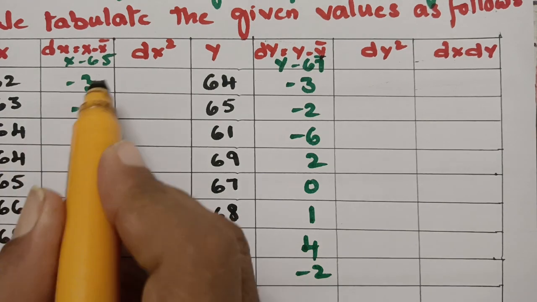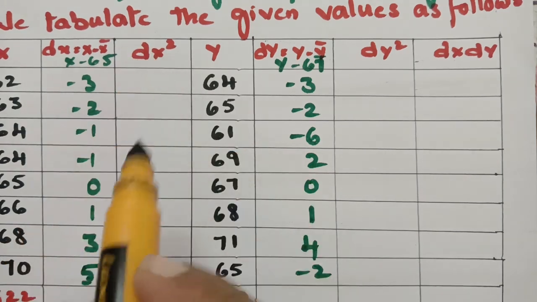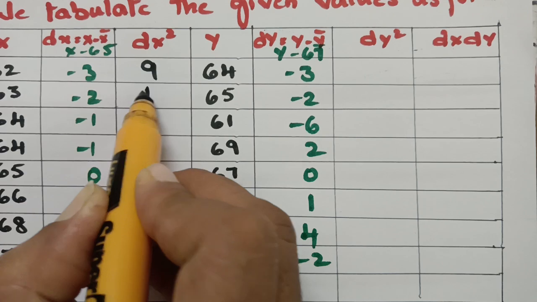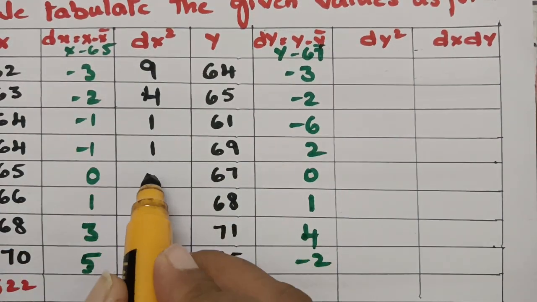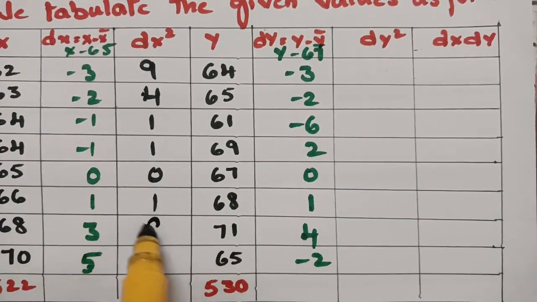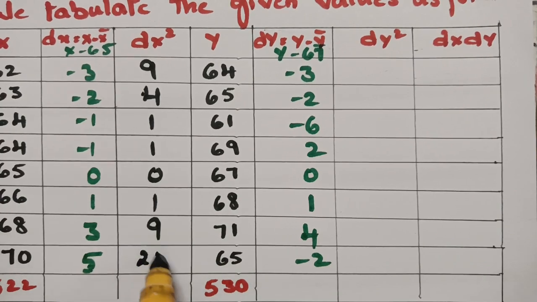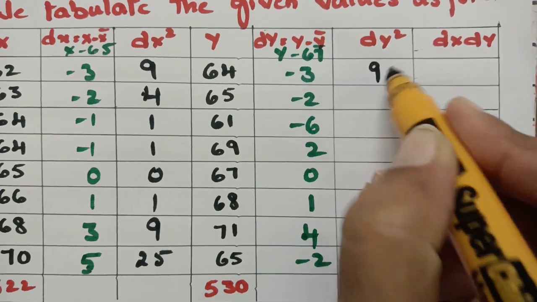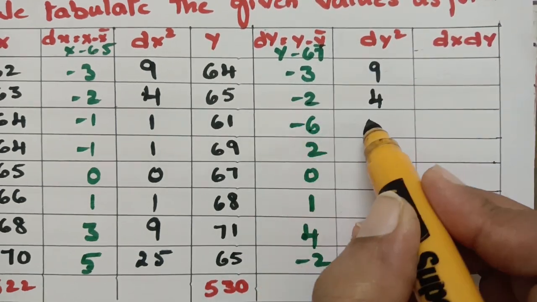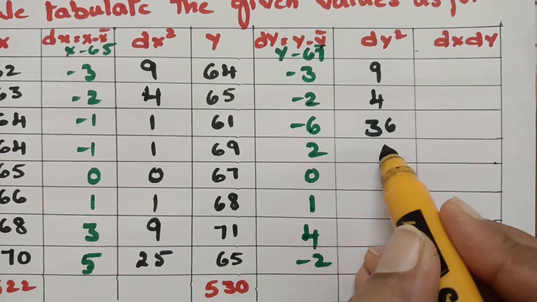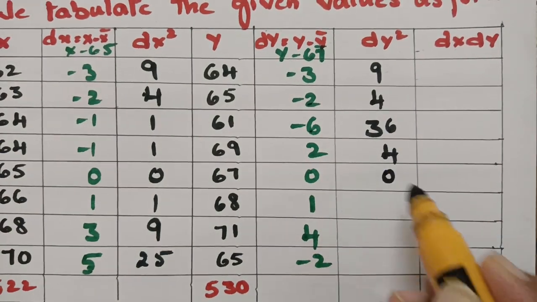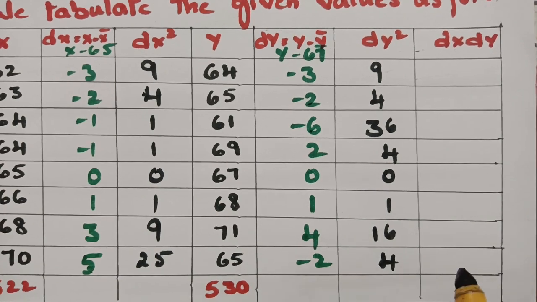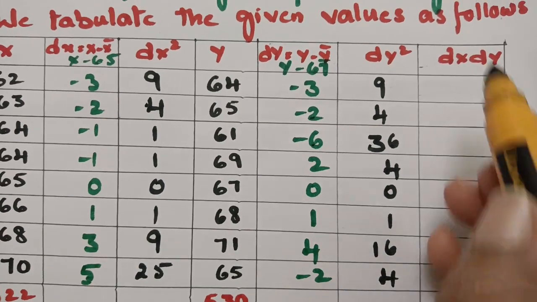And now we have to make squares out of these. In order to make squares, it is so simple. That is dx square, the next column. Minus 3 square is 9. Minus 2 square is plus 4. This is 1. Minus 1 square is 1. 0 square is 0, 1 square is 1, 3 square is 9, and this will be 25. Here this is also dy square. Minus 3 square is 9, minus 2 square is 4, minus 6 square is 36, 2 square is 4, this is 0, 1 square is 1, 4 square is 16, and this value is equal to 4.